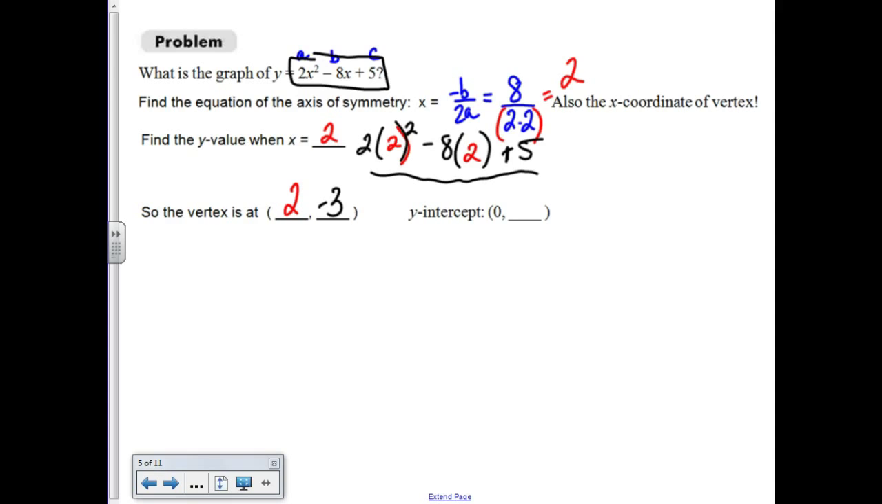So I have the vertex and I have the y-intercept, which is really easy to find. Go back up to your equation. If you can tell me who the c is, you know who your y-intercept is. The y-intercept is at 0, 5.